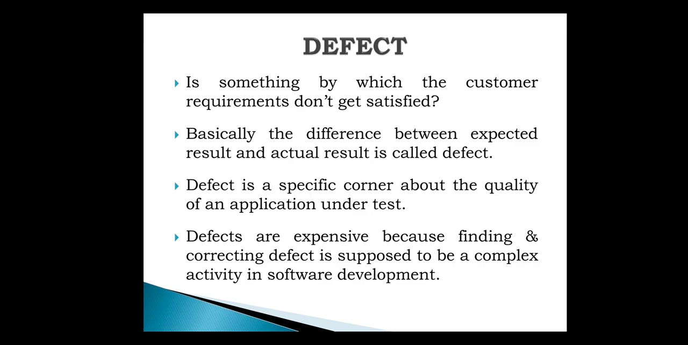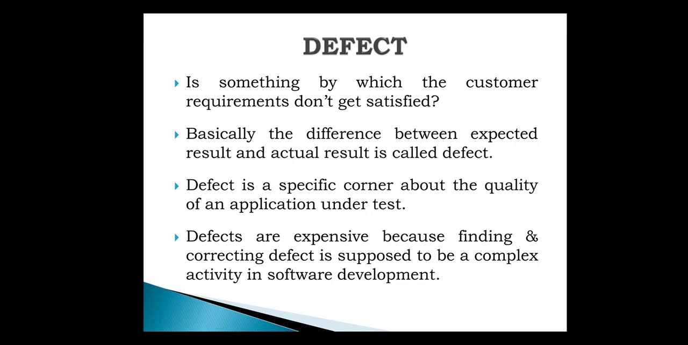Now you have performed seven practicals of manual testing, right? So you now understand that if there is a difference between an actual result and expected result, then its status is failed because it is not satisfying the customer requirements, and we can say that it has a bug. So that test case is having a bug. So a defect is a specific concern about the quality of an application under test.